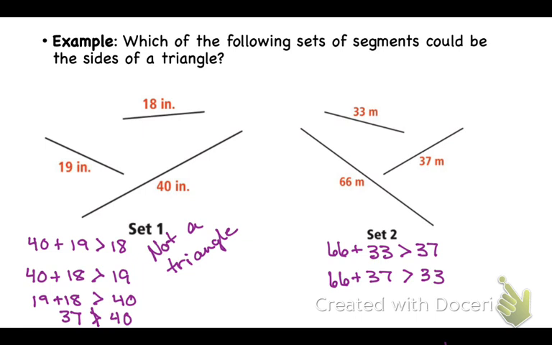Last one is going to be what? 33 plus 37 has to be bigger than 66. So do I have to work this one out? Yes. So let's see. 3 and 7 is 10, so I get 70. Is 70 bigger than 66? Yes. So is this a triangle? Yes.